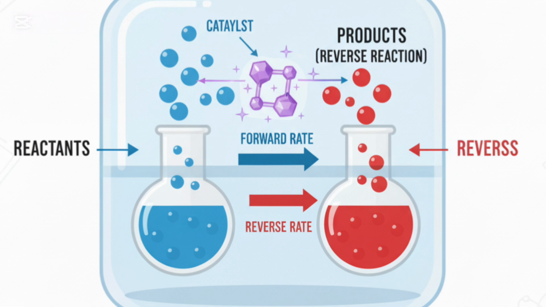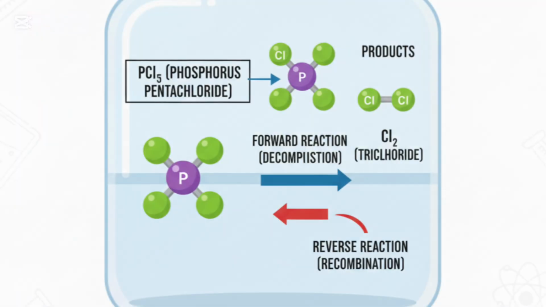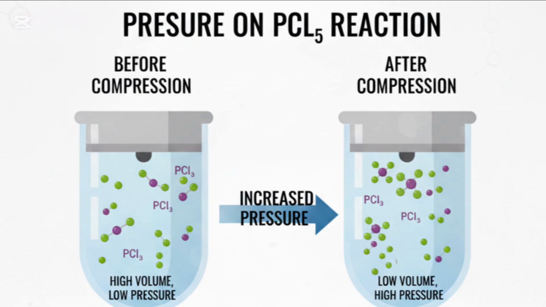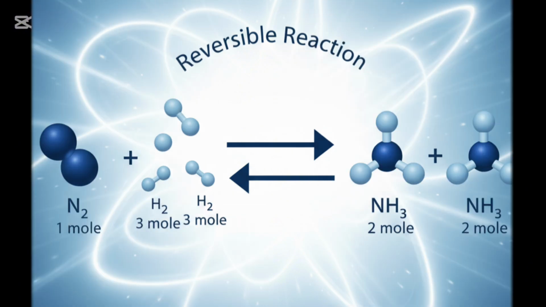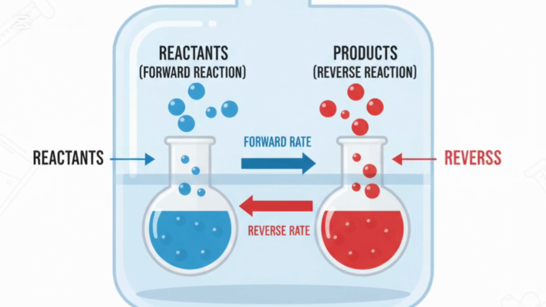In today's video, we'll explore a very important concept, the effect of a catalyst on a reversible reaction. We'll also discuss an example of phosphorus pentachloride decomposition and see what happens when pressure, concentration, or temperature change. So, let's dive in. In a reversible reaction, both forward and backward reactions occur at the same time.